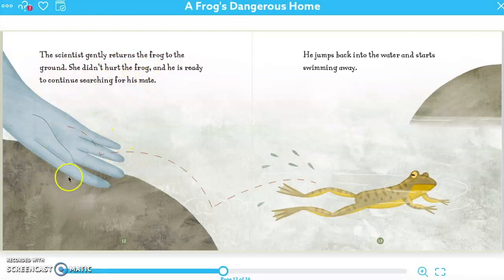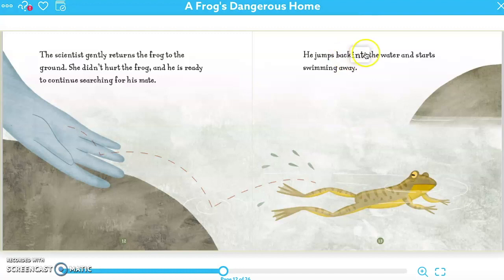Why did the scientist return the frog back to the ground? Do you think the frog had the fungus? Do you think the scientist might have not returned him if the frog did have the fungus? I think so. I think she would have kept him and maybe taken him to the lab, and I don't know if she could help him.